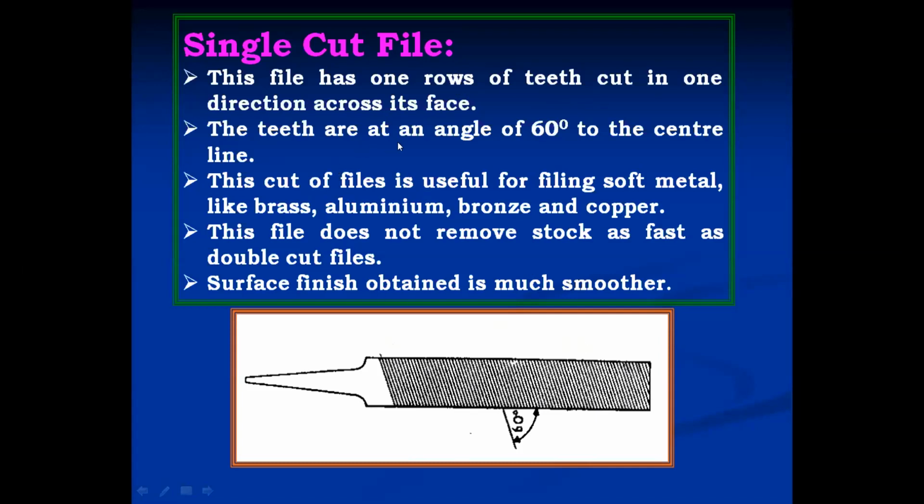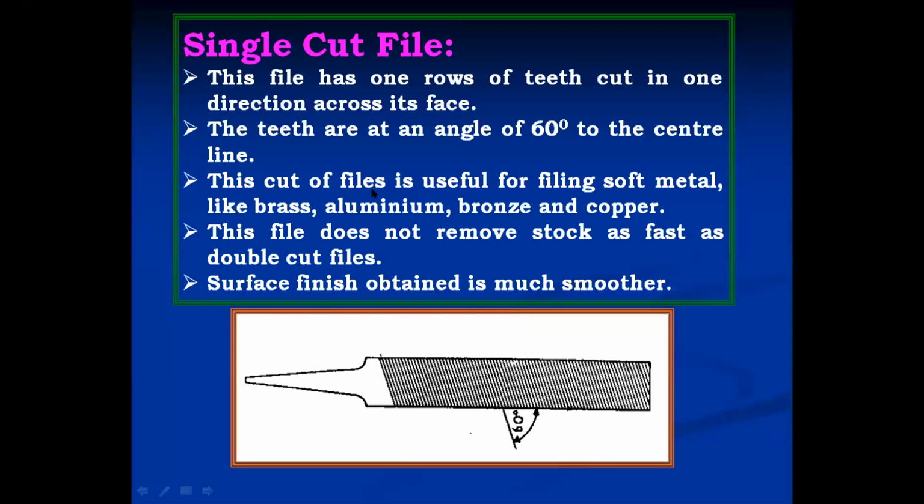The teeth are at an angle of 60 degrees to the center line. See here, the teeth are arranged at up to 60 degrees. This is the angle of the teeth to the center line. So at a 60 degree angle, the teeth are cut on the file.